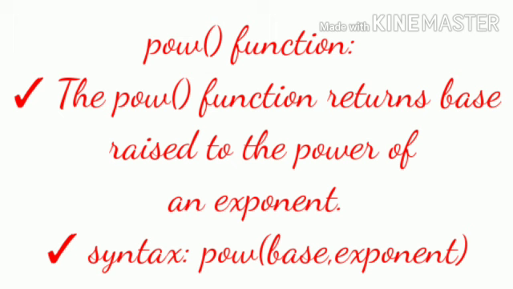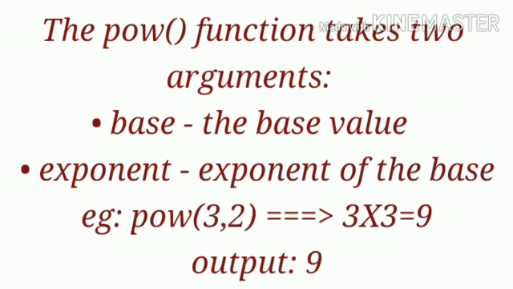The next function is the pow function, which is used to find the power of an exponent. Here two arguments are passed. The syntax of the pow function is pow of base comma exponent. Base is the base value, exponent is the power value. For example, pow of 3 comma 2, that means 3 square. Okay, so 3 into 3, 9. So the output is 9.